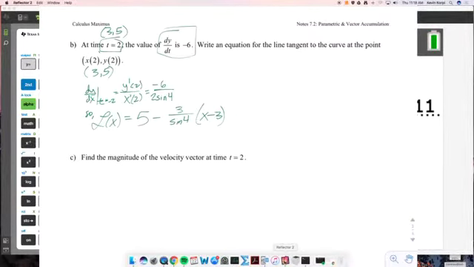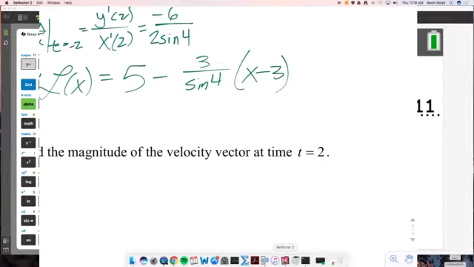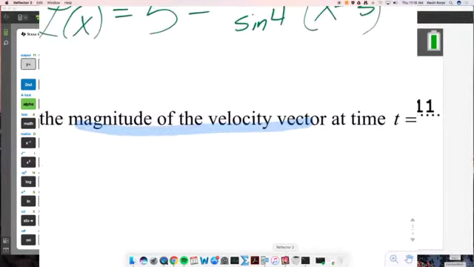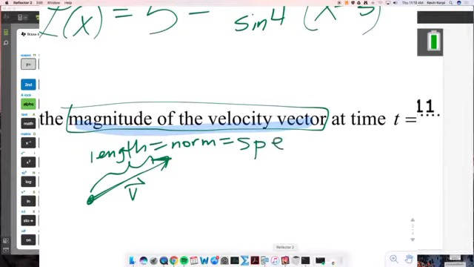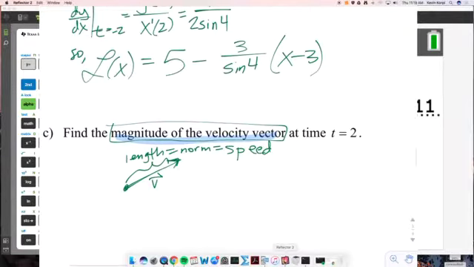Part C, find the magnitude of the velocity vector. What is another name for the magnitude of the velocity vector? We have a vector like this. It's velocity. It has a direction, and it has a length. The length of the vector is the magnitude of the vector. It's called the norm of the vector, and it does represent the speed. They might ask you to find that in any number of ways: find the length, find the magnitude, find the norm, or just find the speed at t equals 2.